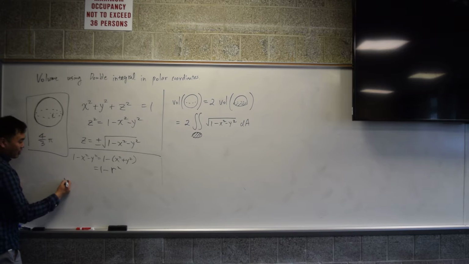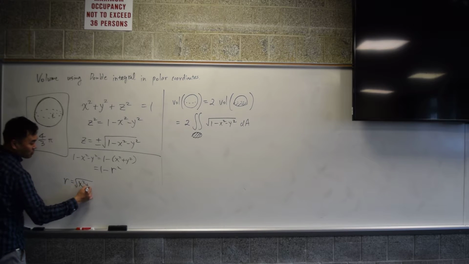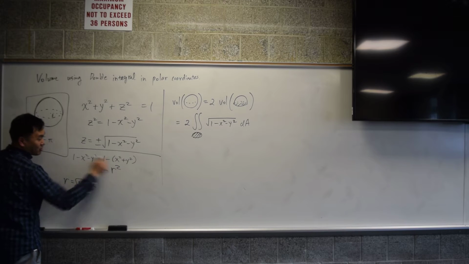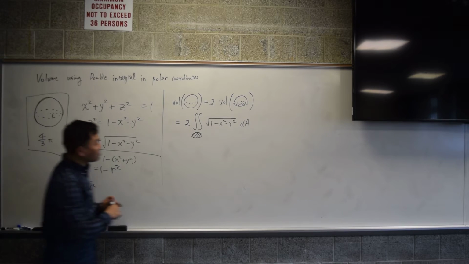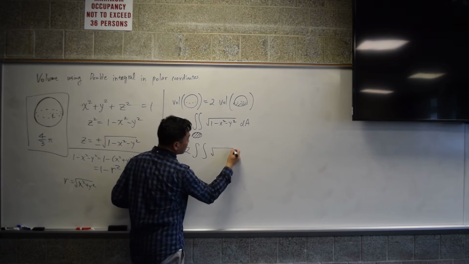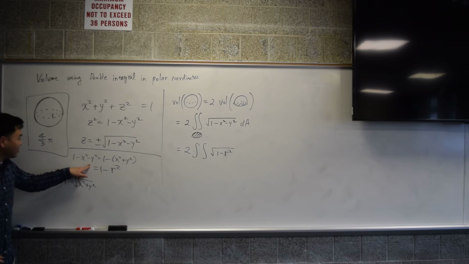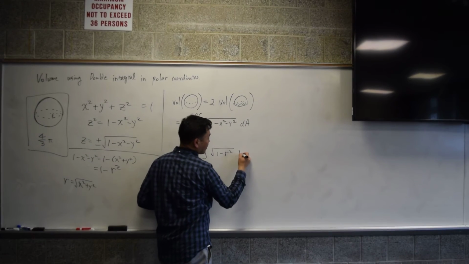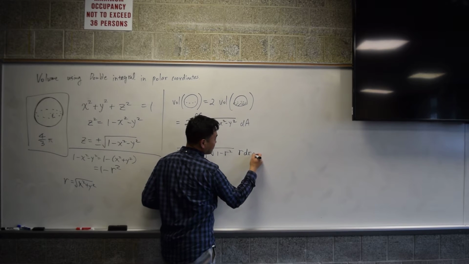See, the formula was r is equal to square root of x squared plus y squared, right? So if you square both sides, we get that r squared is this thing. Right? So here's what we get: square root of 1 minus r squared. We just figured out that this thing inside is 1 minus r squared. dA is r dr d theta.